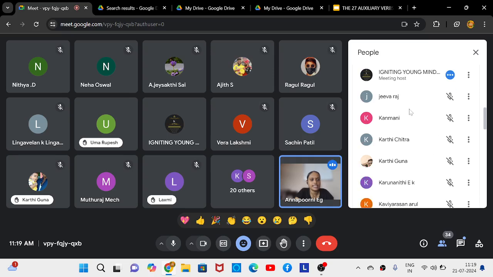Okay. Next is Jeevaraj. Very easy. You just need to tell only one example. One example for regular, one example for irregular. That's all. May I, ma'am? Yes, ma'am. Cooked, reached, both are for regular. Come, came, take, took. That is for irregular. Okay, very good.